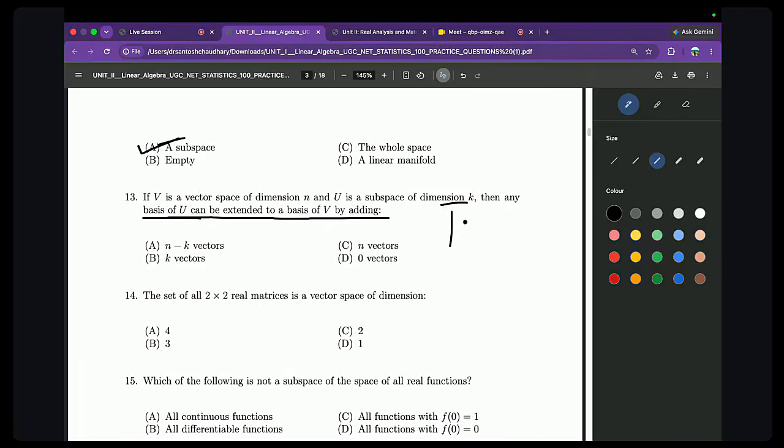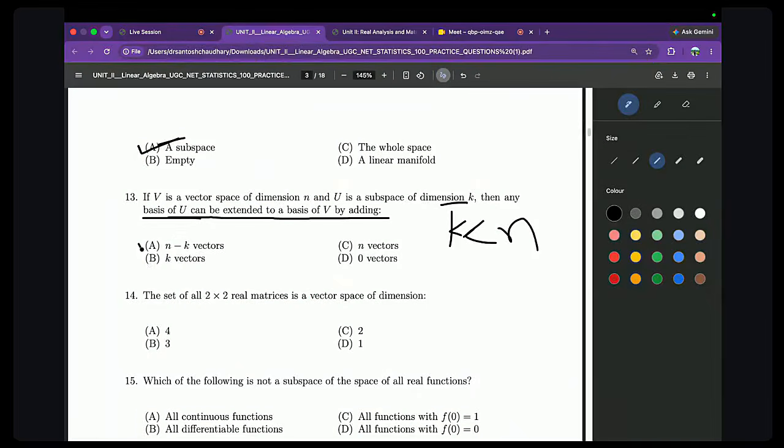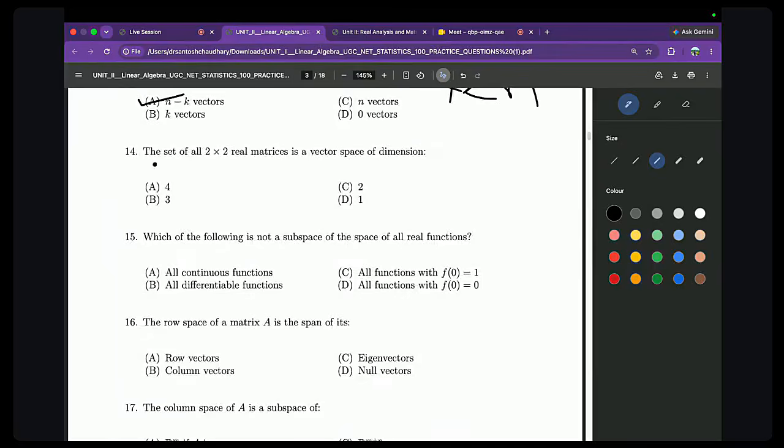तो यहाँ K छोटा है, ये कहना चाह रहा है कि K is less than N, ठीक है। तो हमें N minus K ऐड करना पड़ेगा, है ना। तो N minus K अब ऐड करेंगे। So if you add this, ok. 14th: set of 2x2 real matrices is a vector space of dimension, इसका डायमेंशन कितना है?